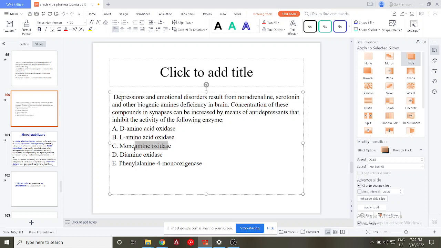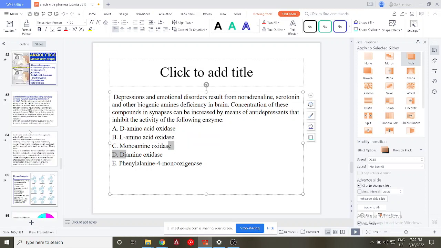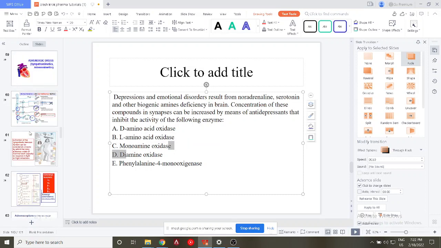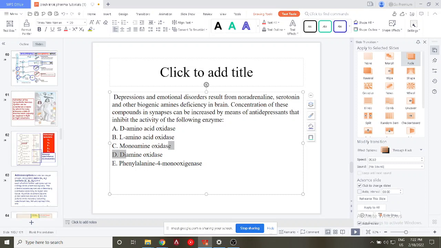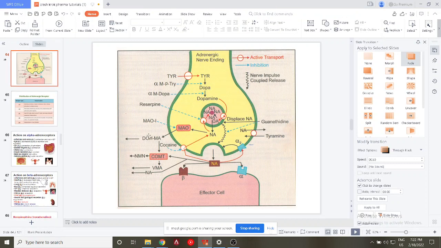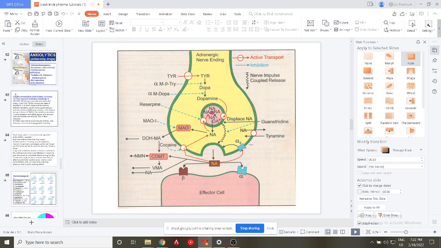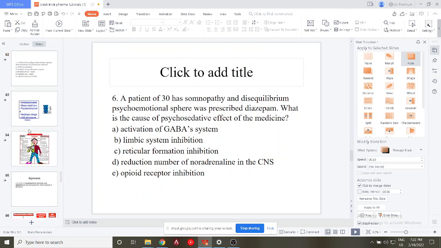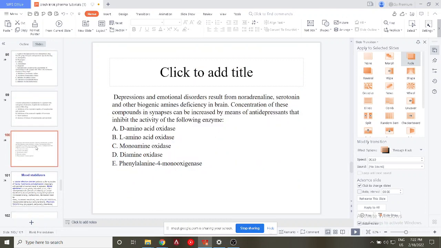So monoamine oxidase. So remember this diagram. Okay, so remember this diagram. So we can see MAO here. So MAO is going to break down adrenaline. So blocking this is going to increase the amount of noradrenaline available. So inhibiting MAO is going to increase noradrenaline availability. Okay, that's the last question.